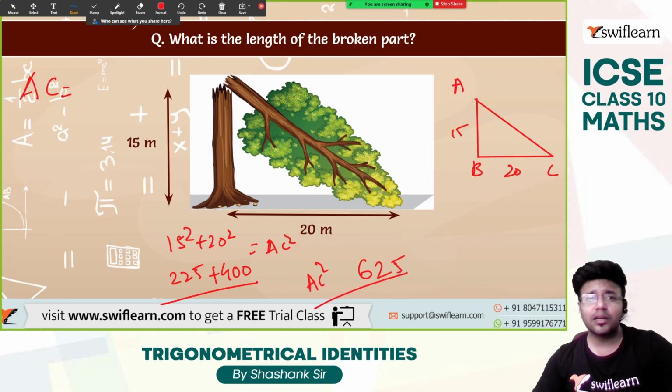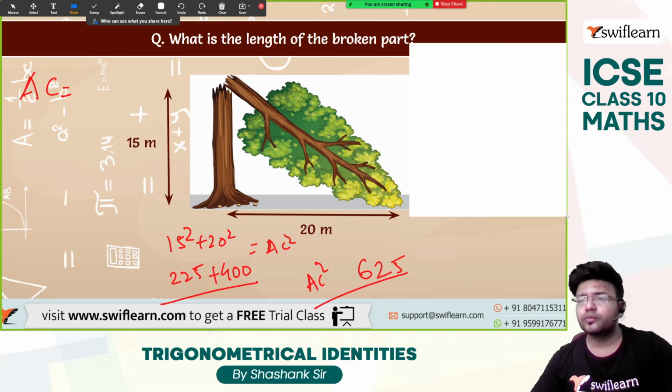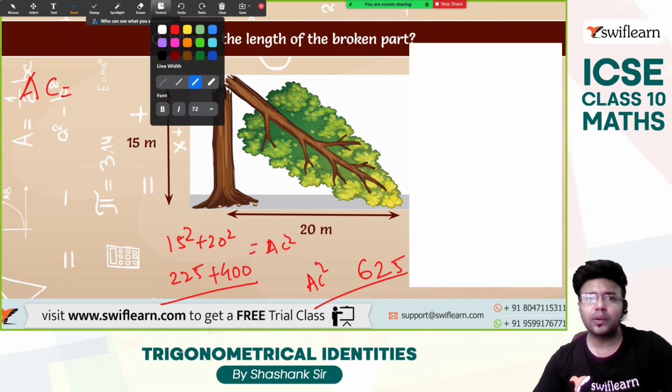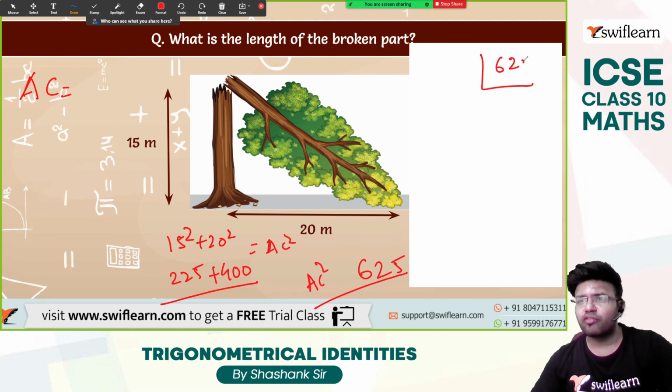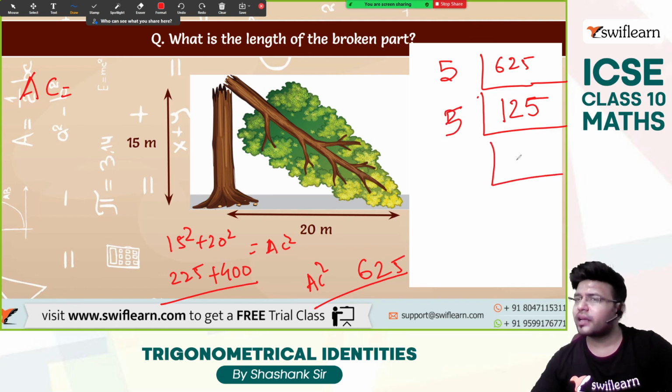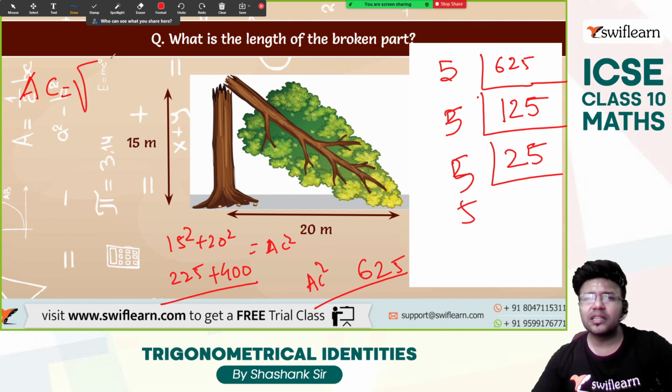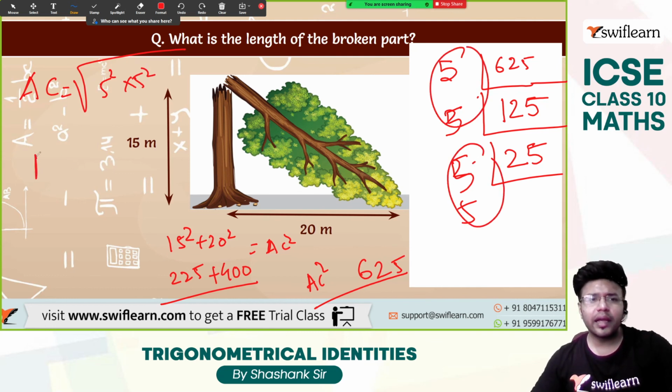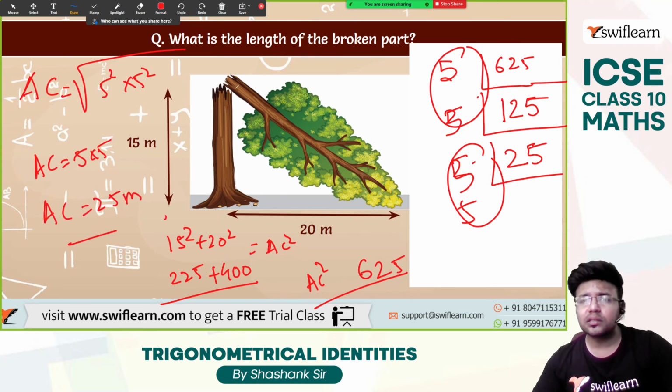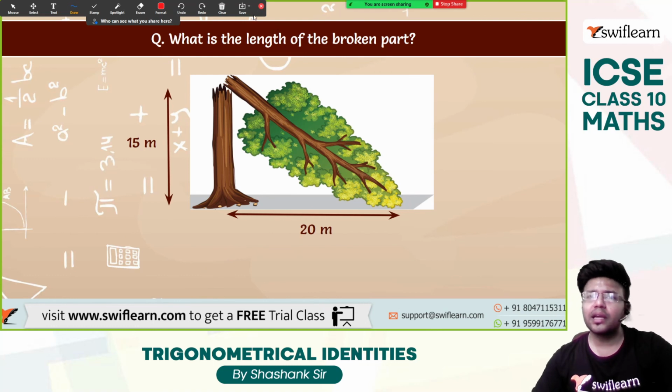How, sir? Okay, you need to simplify this. Look here, 625. Do you know the tables of 25? No sir, I only know 1 to 10. Okay, so divide by 5. 5 ones are 5, 5 twos are 10, 5 fives are 25. Divide by 5 again. 5 twos are 10, 5 fives are 25. 25 is 5 into 5. Now AC is square root of 5 square into 5 square. 5 square into 5 square. AC is 5 into 5. AC is 25 meters. The length of the broken part is 25 meters.